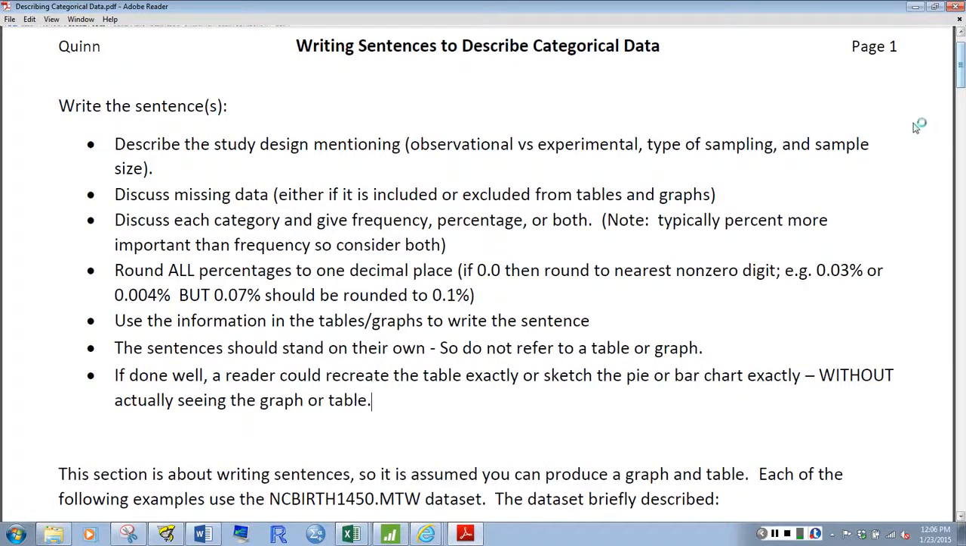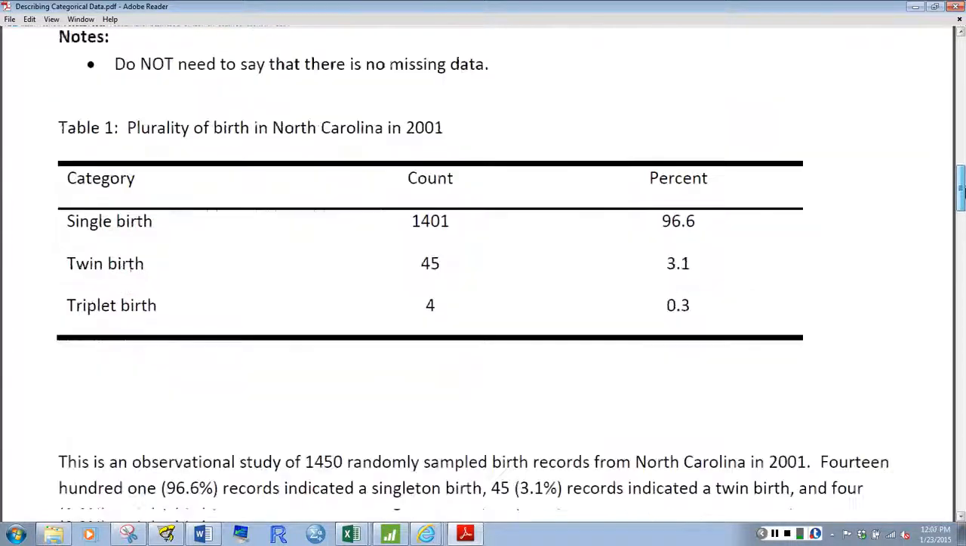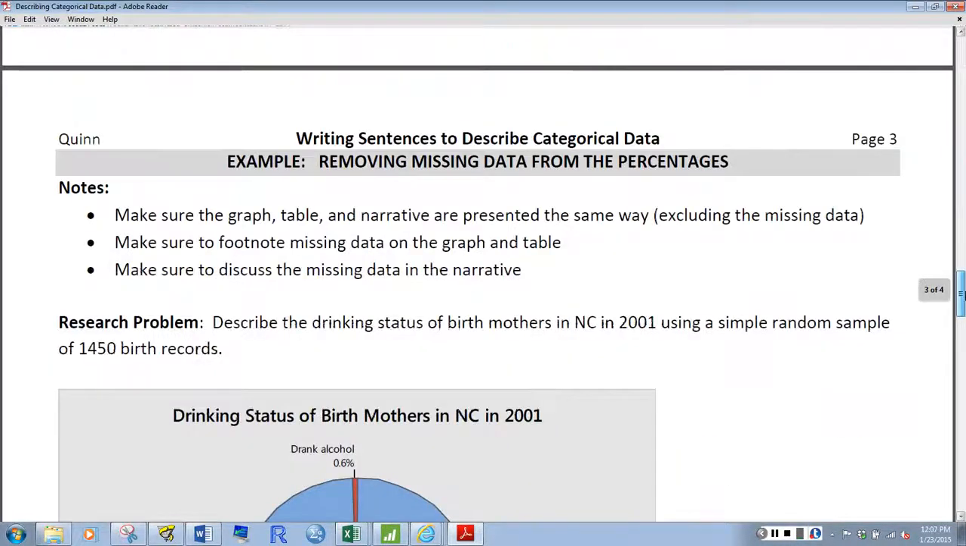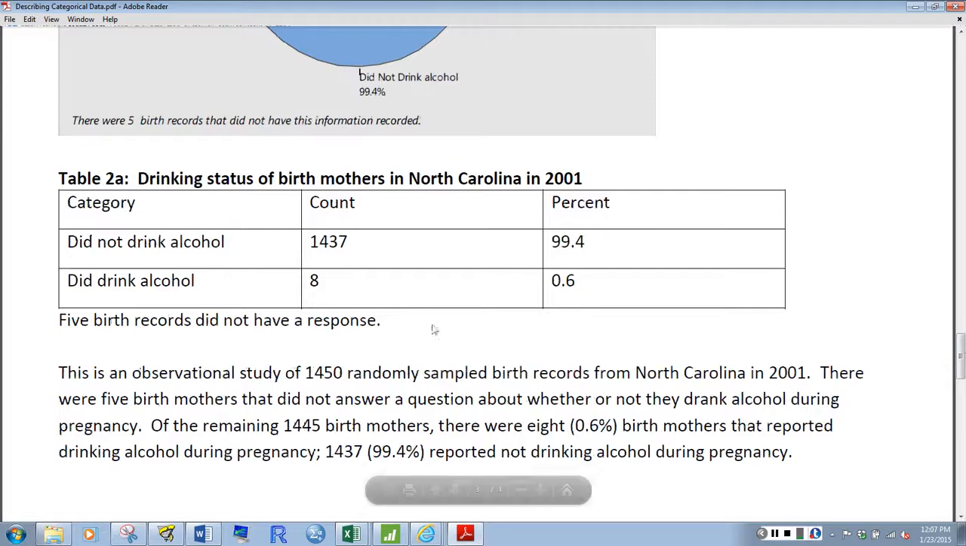If you were thinking of putting it all together, if you were submitting for me an assignment on describing a categorical variable, it would look like this. I would say, this is my research problem, here's my graph, here's my table, here's my sentences. And once again, whichever format you want: a graph, table, sentences.